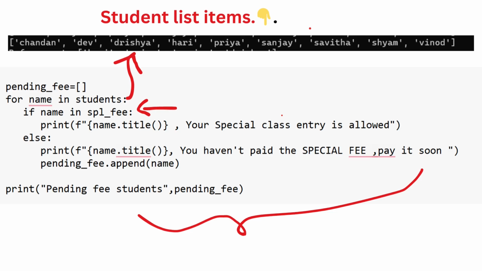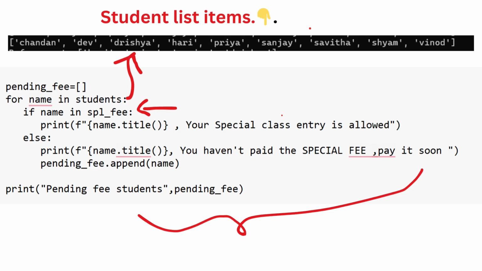Likewise, it goes on till the last student in that list, it is Vinod. When checking, Vinod is not in the special fee category, so the else block will be executed. If block will be completely ignored. And it will print, Vinod, you haven't paid the fees and pay it soon. Okay. And we are just going to add Vinod to that pending fee list.